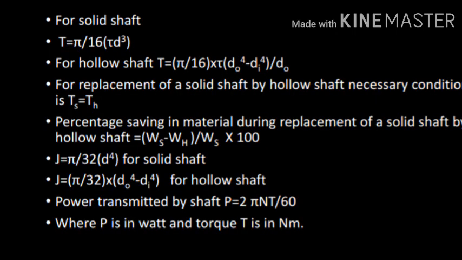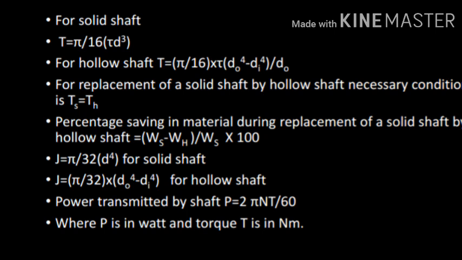For a solid shaft, by the equation T by J equal to tau by R, we can get torque for a solid shaft T equal to pi by 16 tau d cube. Similarly, for a hollow shaft, torque is given by T equal to pi by 16 tau into d naught to the power 4 minus di to the power 4 upon d naught.